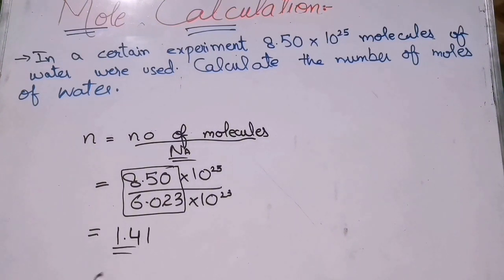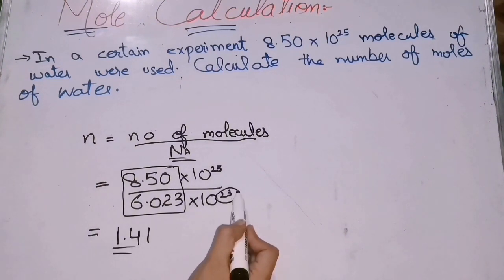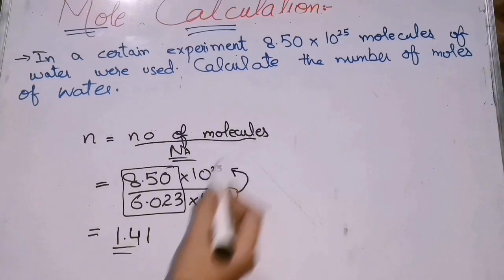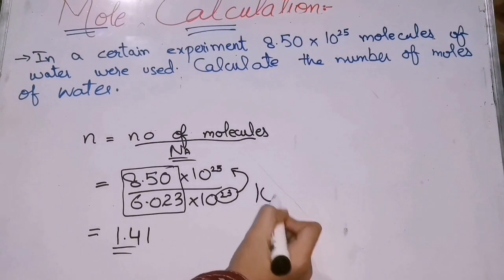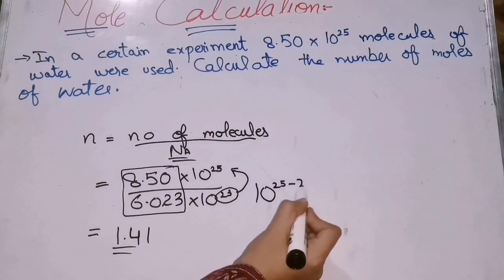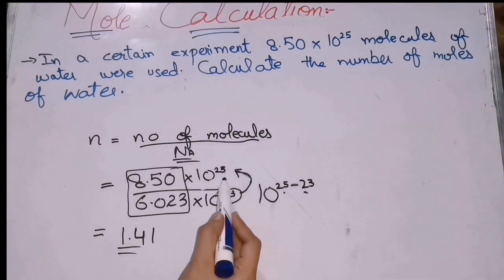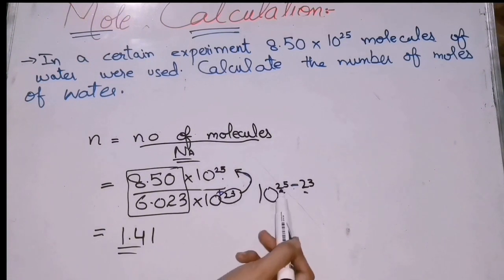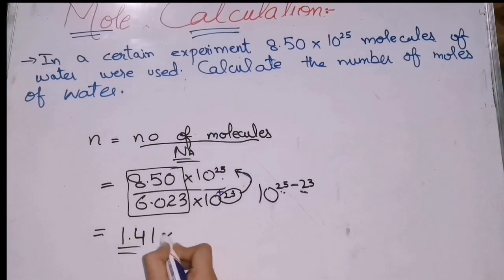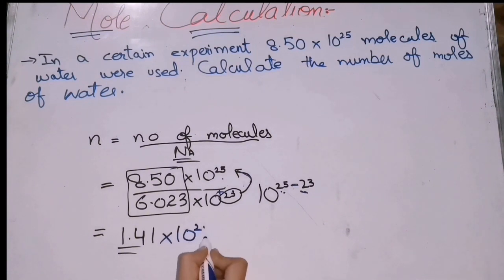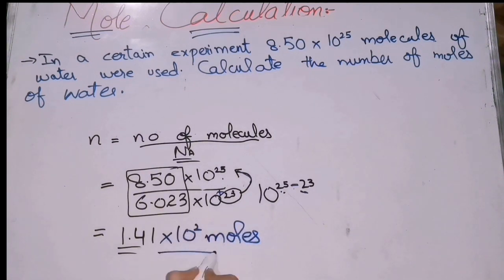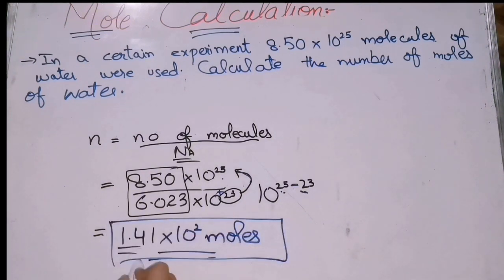1.41. Okay, and this 10 raised to power 23 will go on the upper side, and it will be 10 raised to power 25 minus 10 raised to power 23. Here it is in plus form, so when it goes to the upper part, it will be in minus form. So 25 minus 23, we will get 10 raised to power 2. And as we have to find the number of moles, we will write here 10 raised to power 2 moles.